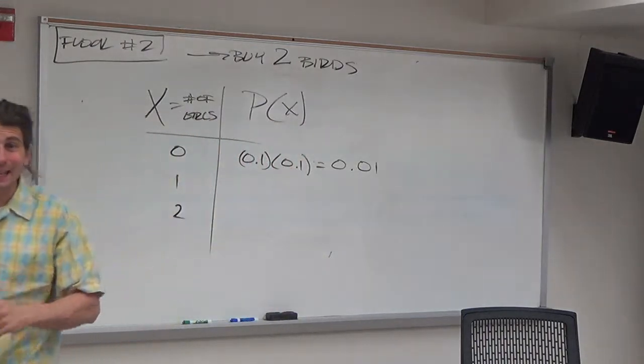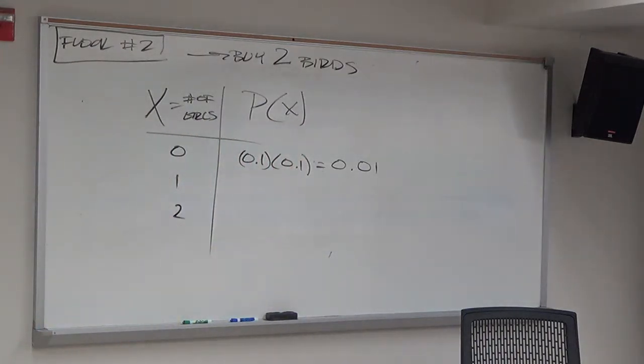And that makes sense. It should be hard to get 2 roosters. If only 10% of them are roosters, it's only 10% likely your first one's going to be a rooster. And then you have to have the unfortunate luck of getting another rooster, which only happens 10% of the time. So it's 10% of 10%. If you want to use an old mathematical term, of means multiply as well. 10% of 10% is 1%.